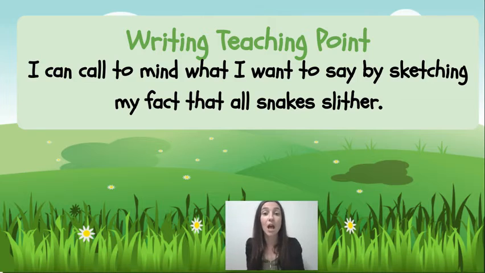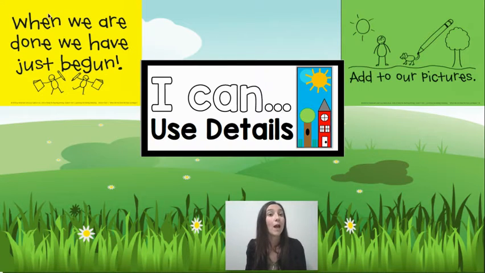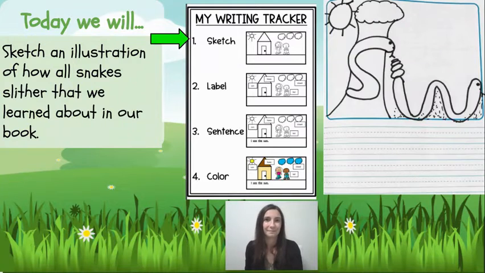So when we're starting a new topic in our writing, we have to go through all of the steps again. So today we're going to sketch first. When we are done, we have only just begun. I can use details. We are going to add to our pictures. So today we are starting a new page in our writing. So today we will sketch an illustration of how all snakes slither that we learned about in our book.